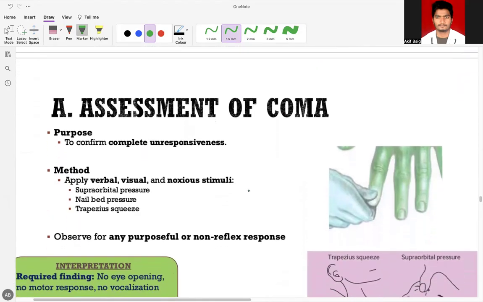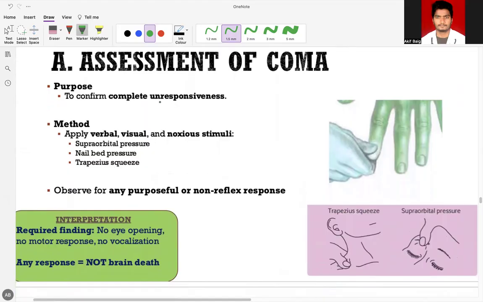First, assessment of coma. We confirm that there is complete unresponsiveness. How do we do that? We apply verbal, visual or noxious stimuli. Noxious stimulus is, for example, supraorbital pressure. As you can see here, we are applying pressure above the eye in the supraorbital region. Deep and severe pressure has to be applied. This is considered a very severe form of pain, and a normal person cannot tolerate the pain if you press here. So it is called the noxious stimulus, applied supraorbitally.